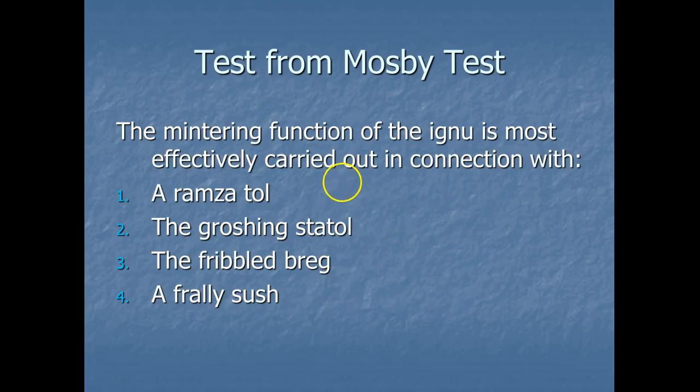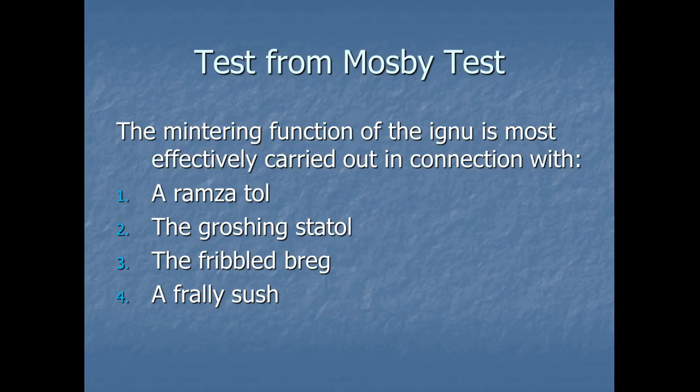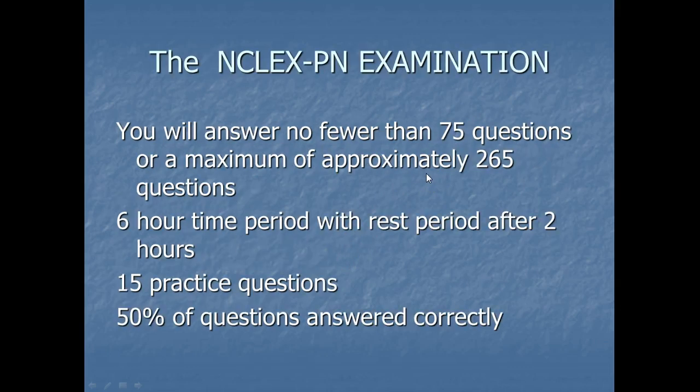This test question is based on previous information, believe it or not. We already talked about the IGNOU, remember? We talked about the IGNOU in question 2. So if I have to take an educated guess, I'm going to tie that to the fribbled bread. And that is because I don't know the answer, but that's a way to come to an answer.